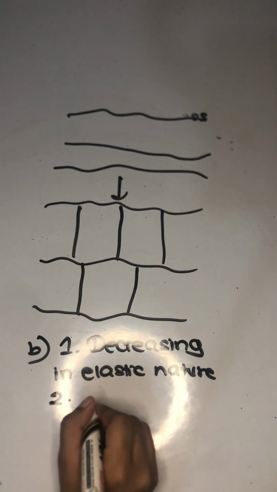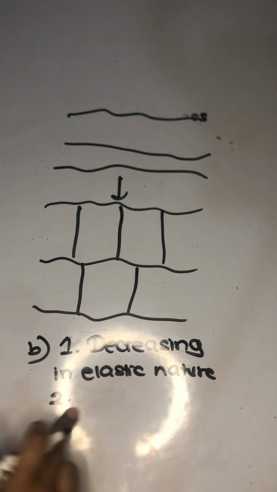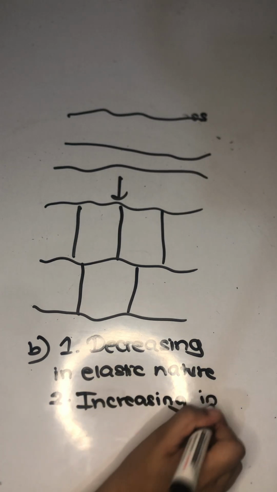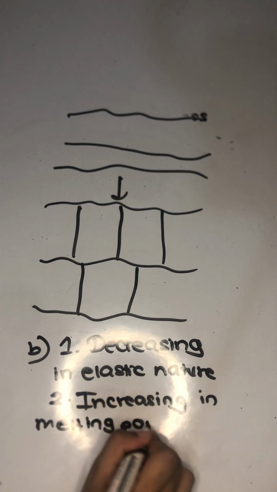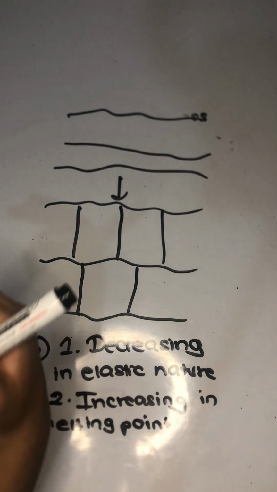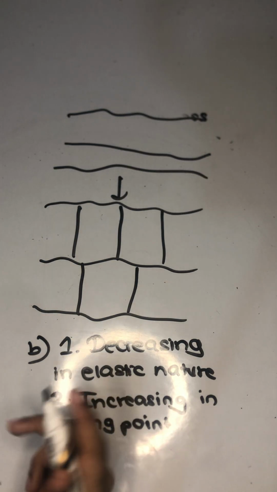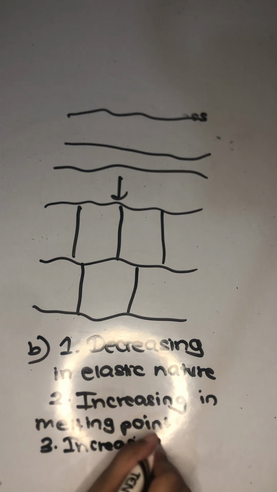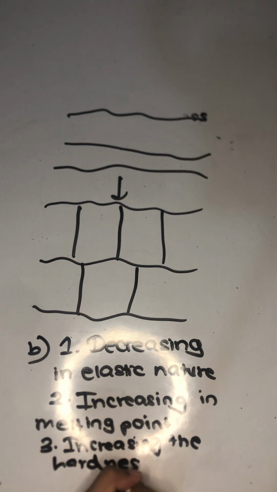So second thing is, increase in melting point, you can say that also, okay, my bad. Okay, and the other one is, if the elastic nature reduces, that means hardness is increasing. It's becoming very hard, right? So increasing the hardness, that's another point. They're asking only for two, but I'm mentioning every possible answer. Okay, increasing hardness, that is another point.